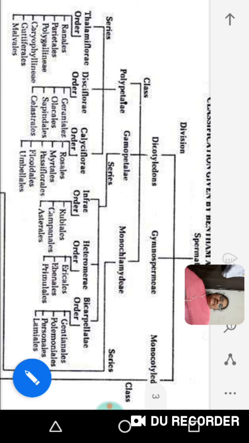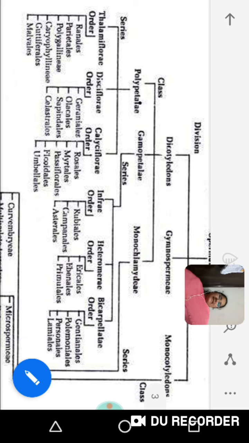And now the class Dicotyledons is divided into 3 subclasses. You can see in the slide, namely Polypetalae, Gamopetalae, and Monoclamidae. So all the plants kept under Dicotyledons are again divided into 3 subclasses based on the nature of the petals and also based on the perianth.